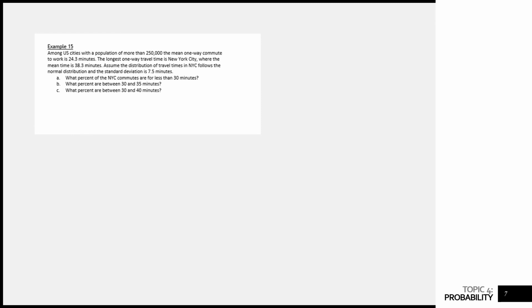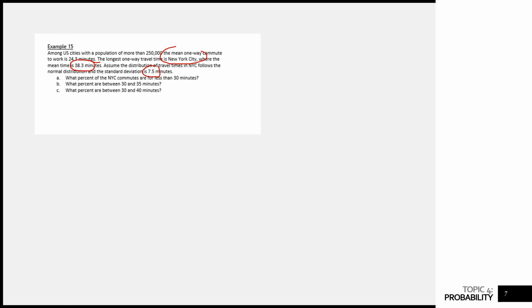In order to know which mean is relevant, you need to define your x. In this case, x, or your random variable, is the commute time in New York City. So what is the mean related to New York? Yes, it is 38.3. So your 38.3 is the mean. 7.5 is the standard deviation. So these are the important information that you need to know.